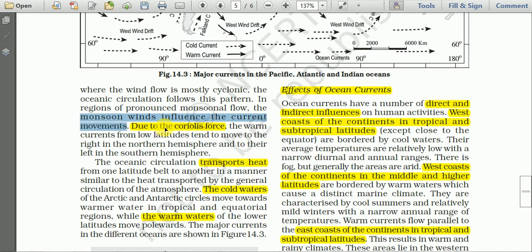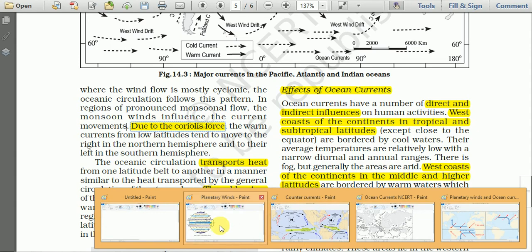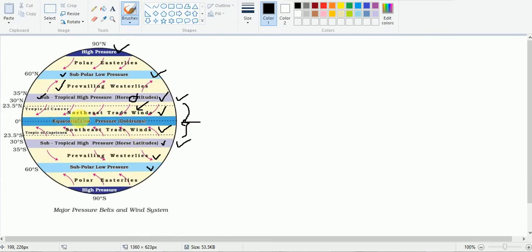And due to the Coriolis force, the warm currents from low latitudes tend to move towards the right in the northern hemisphere and to the left in the southern hemisphere. About the Coriolis force we have also learned earlier. Just let me tell you again.